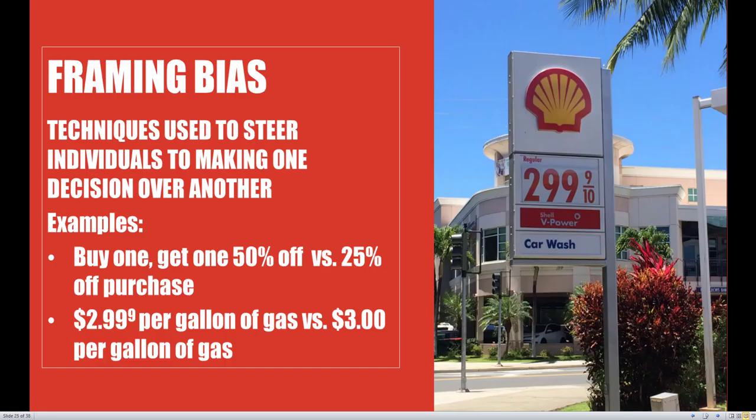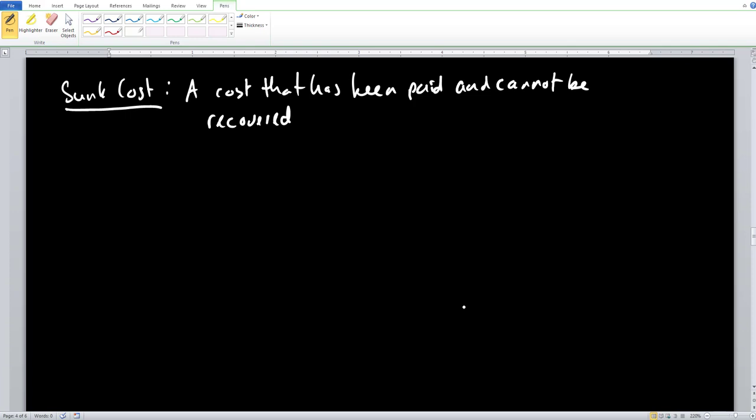Another factor that we can take a look at is going to be a framing bias. These are techniques used to steer individuals into making one decision over another. Another way to put the framing bias is that the same information is presented to you just in a slightly different manner. So here, take a look at the framing bias. And once again, these are all factors that show why individuals act irrationally.